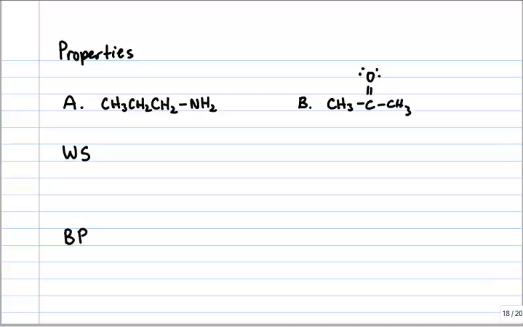We got 2 molecules. This molecule is, I hope you will agree with me, a primary amine. And this is, hey, this is a ketone. So I've got some questions for you. I need to know which has a higher or lower water solubility and a higher or lower boiling point. Well, luckily we've got some guiding principles that we've gone over on how to analyze this situation.